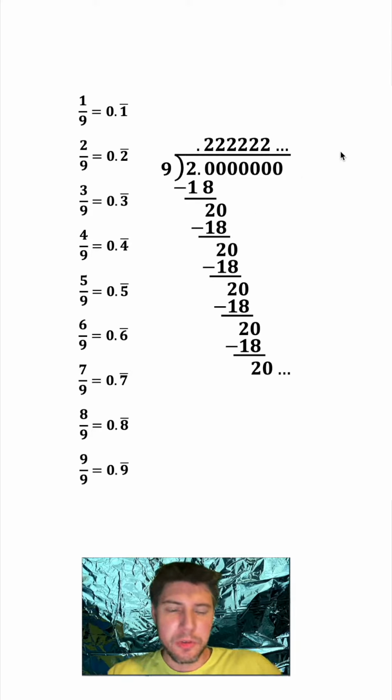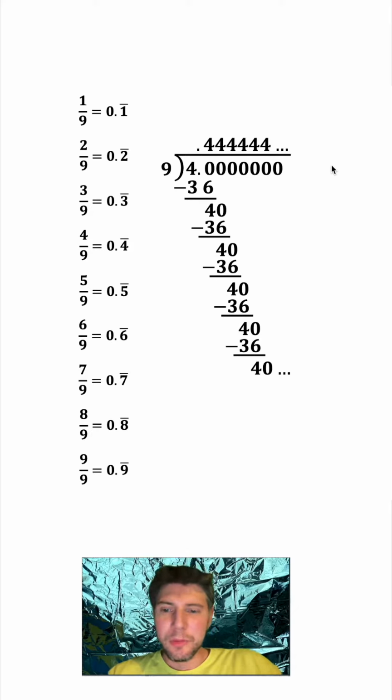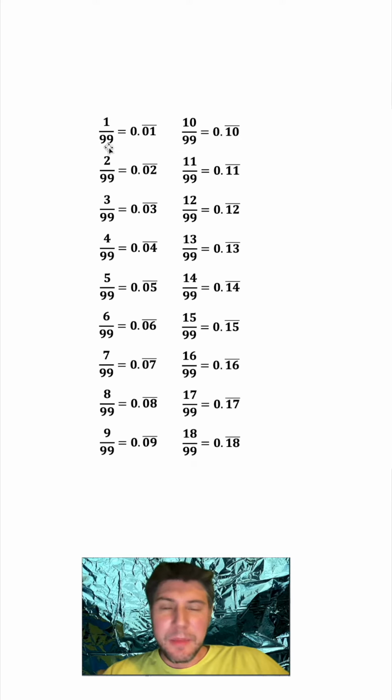Same thing happens for 2 ninths, or 3 ninths, or 4 ninths, all the way down to 9 ninths. And that works for all of these when you have a 9 in the denominator. And if the number in the numerator is less than or equal to 9, it's always just that number going on forever. Same thing happens for 99.